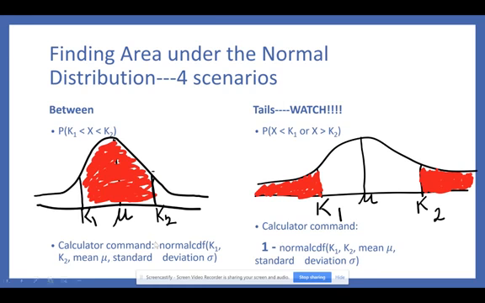Now the calculator command here is a little bit different because what we want to do is kind of remove this white region in the center of the graph. So we do one whole, we've got the whole pizza, minus the middle that we don't want, and that gives us what's left over, which would be the two red regions in the tails. And again, we'll take a look at that with some numbers and some examples in the next video.